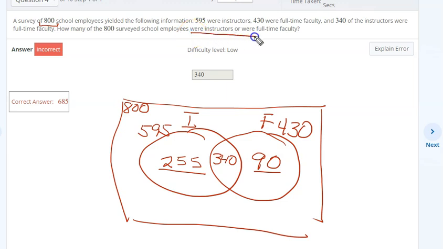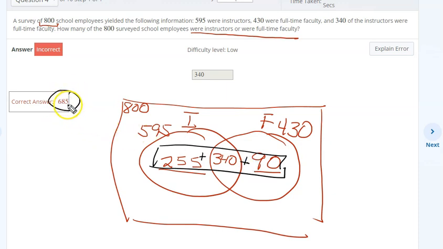How many were instructors or full-time faculty? We want to include then these 3 numbers. If you add up these 3, it adds up to 685. Now, here, this person, I guess, got a little confused and just did the and. Well, we're looking for the or. There's the or, which is union, the union of these. The cardinal number of that union is 685.